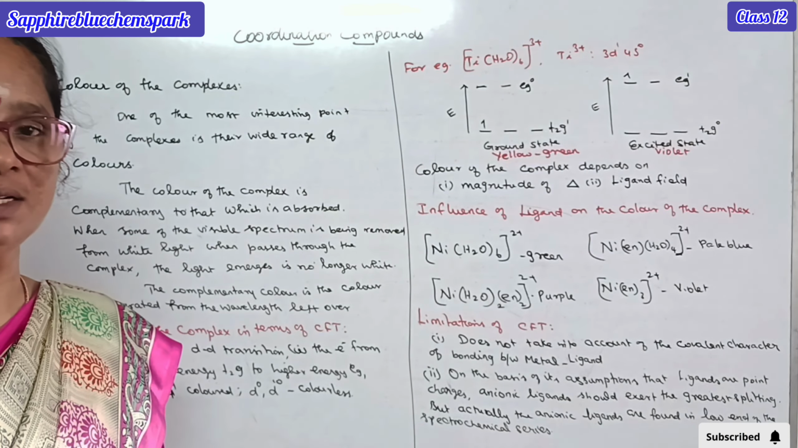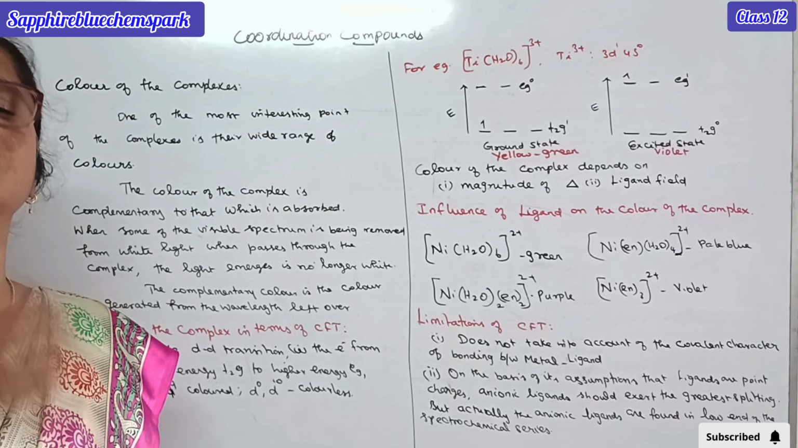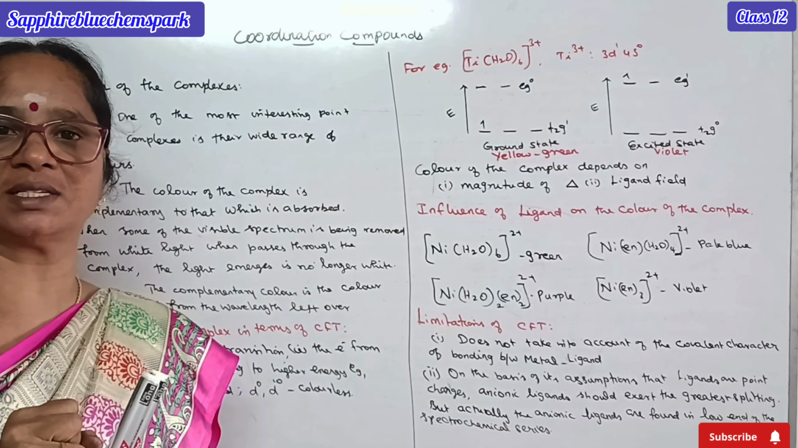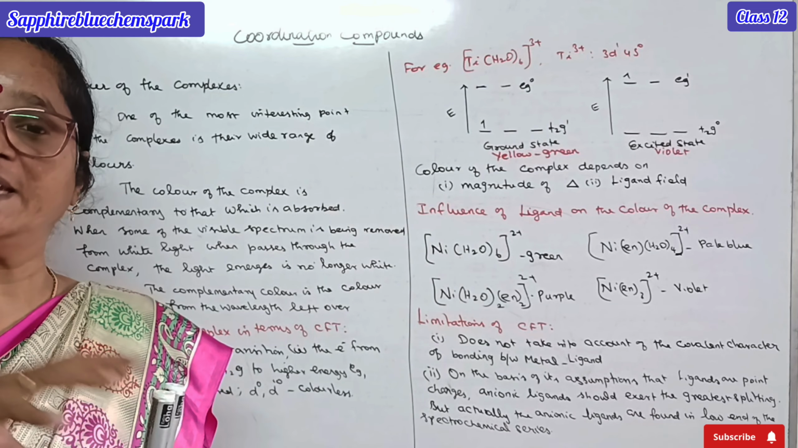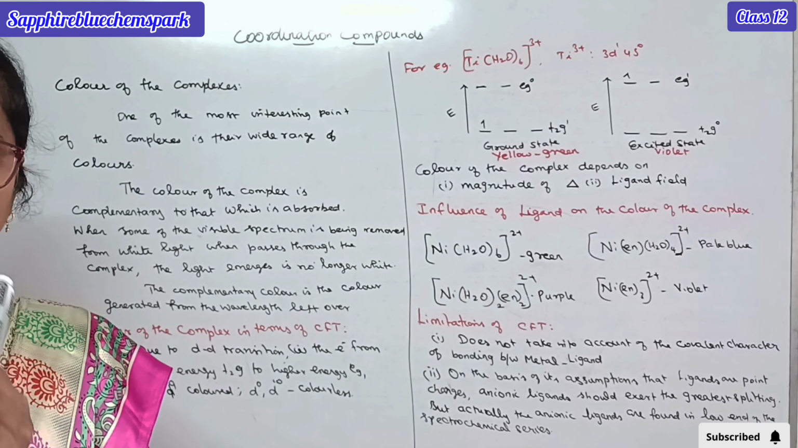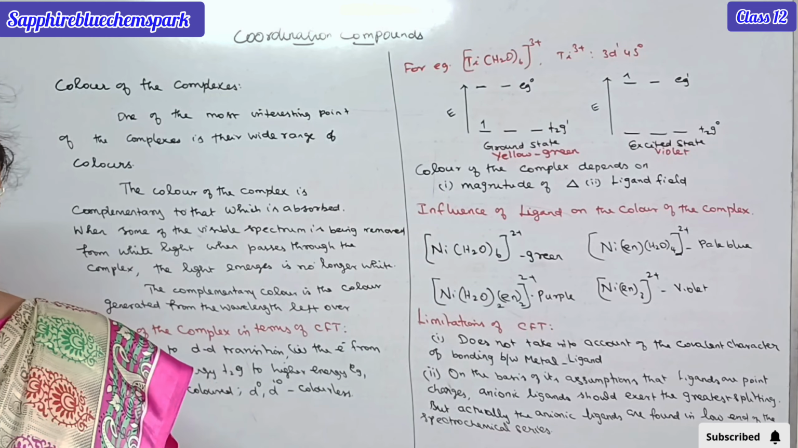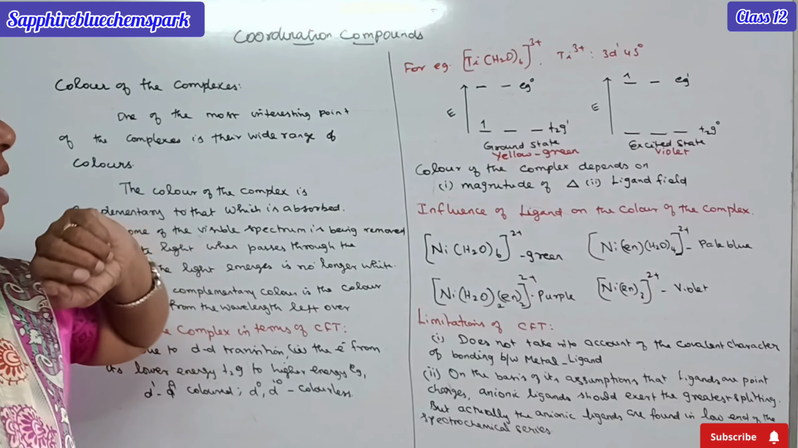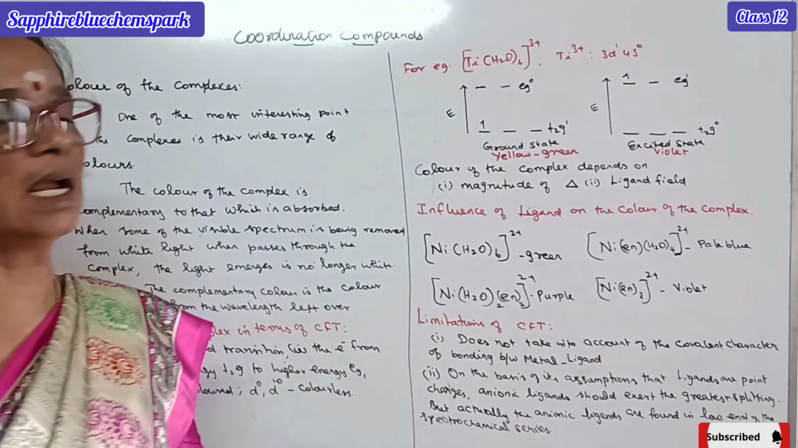Complementary means that when white light passes through the sample, some of the light is absorbed by the complex, and when it comes out of the complex, the emerged light, the wavelength which is left over, provides the complementary color to the complex. Let us take an example of hexa-aqua titanium 3+ ion.